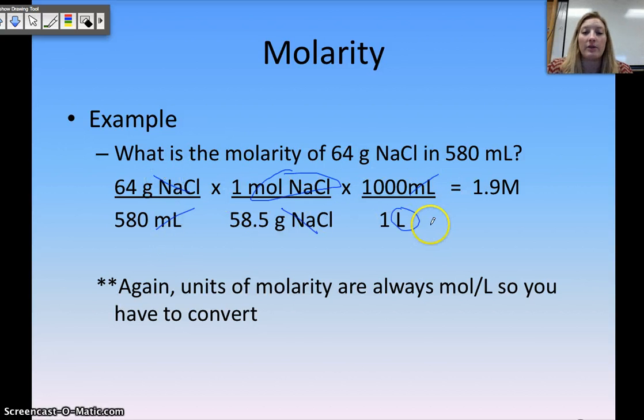Multiply across the top, divide across the bottom, and you get 1.9 big M, or moles per liter. Again, make sure your units always end in moles per liter. Is it burned into your brain yet?